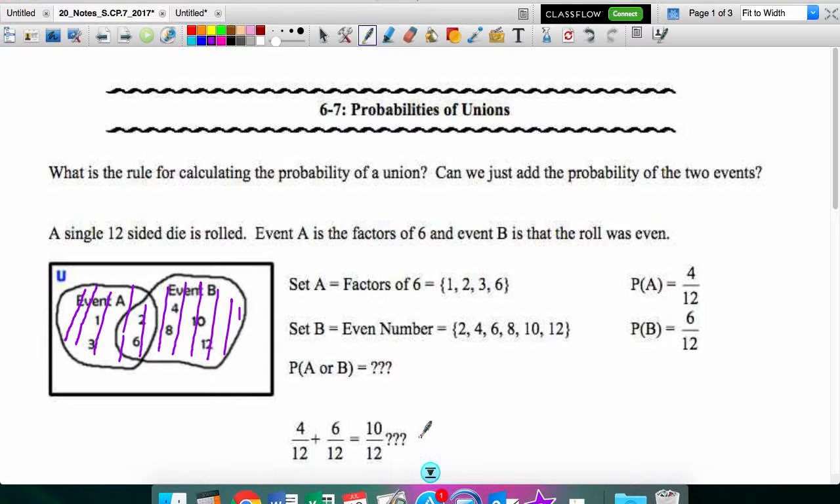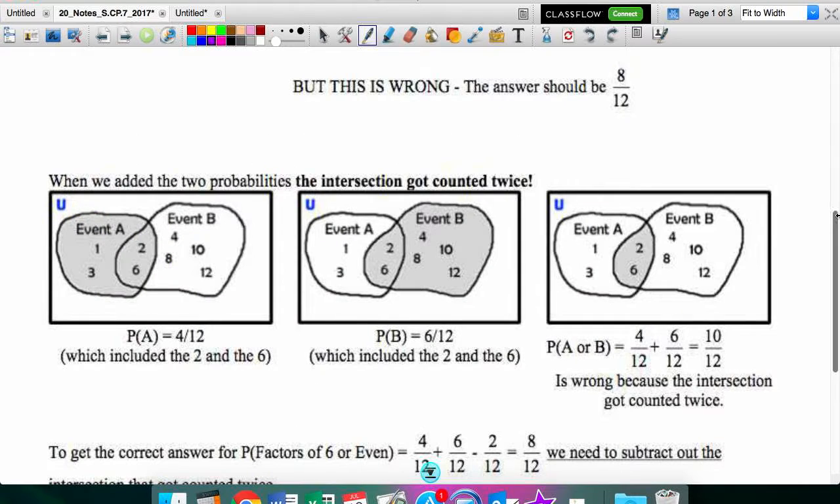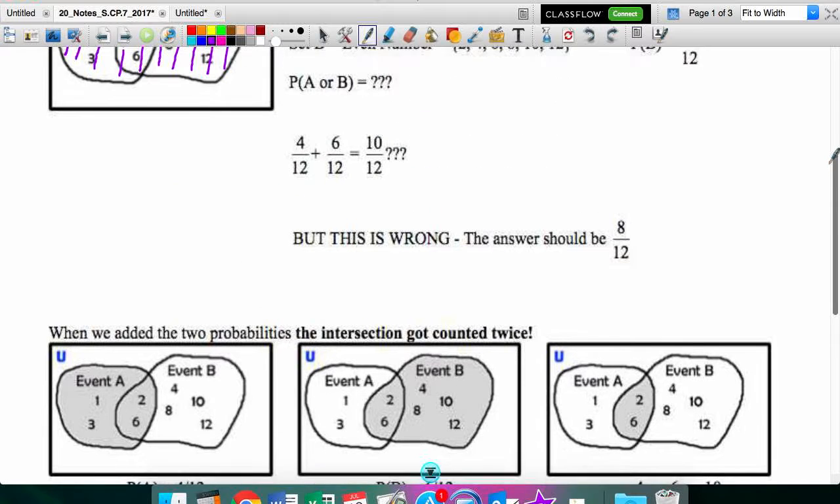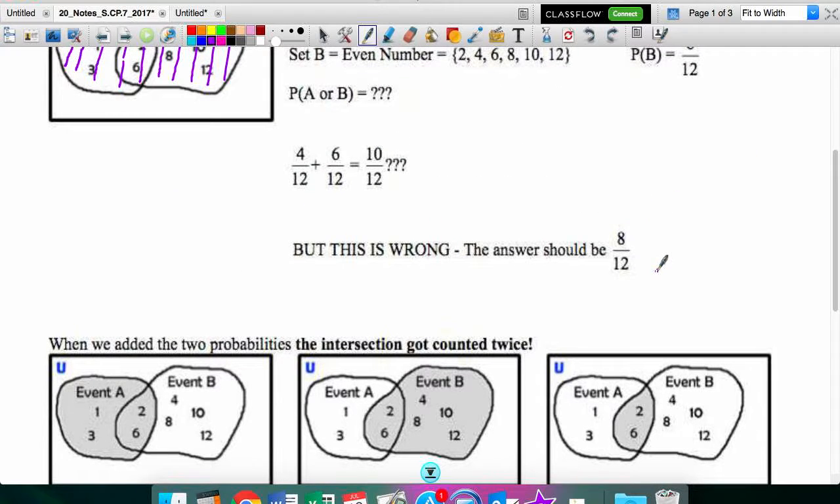Well, if you look at the Venn diagram, you can see that the answer is no. In the Venn diagram, we have 8 outcomes that are in the shaded region. So the correct probability of the union is 8 out of 12. So why is this wrong? If you take a look at the Venn diagrams at the bottom of the first page, you can see why this is wrong.